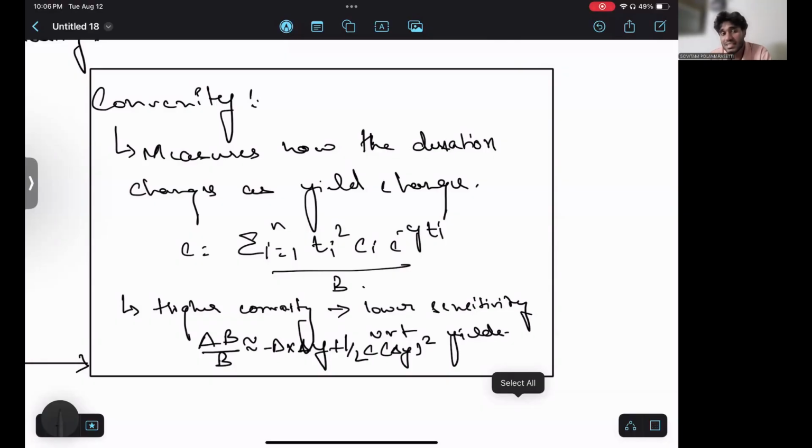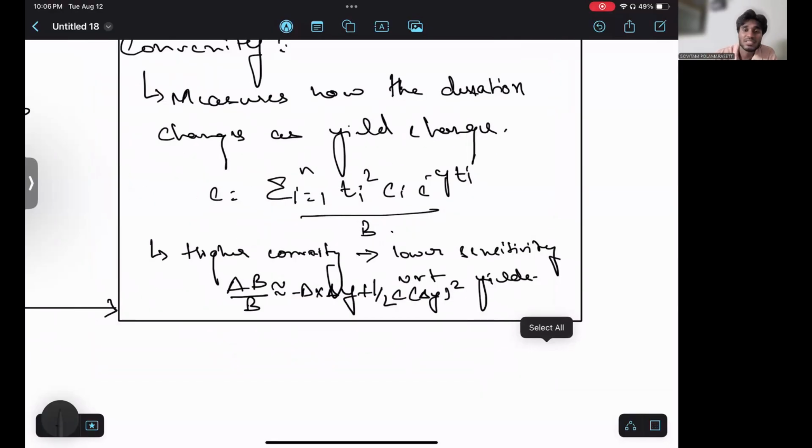So we can say that convexity is equal to the sum of all discounted values of cash flows times Ti squared, or time squared, whole divided by the bond price. Higher convexity means the price falls less when yields rise and rises more when the yields fall. This is a favorable feature. For larger interest rate changes, convexity correction makes a big difference in estimating price changes.